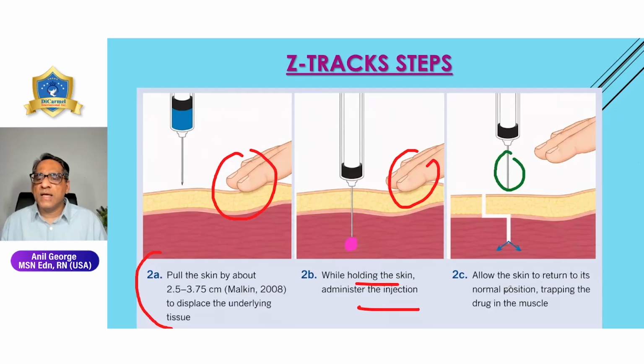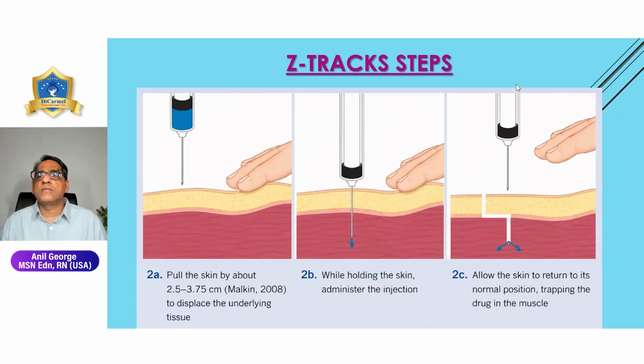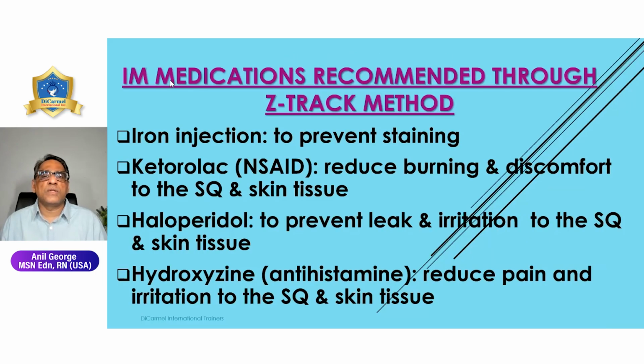We withdraw the needle and then we release the skin, allow the skin to retract. And that's going to trap the medicine inside so that it will not come out. You can see the path is obliterated or broken, so the drug is not going to come out to cause staining outside. So that's how it helps for the Z-Track. And again, this is a repeatedly asked item, reported by many people from the real exam as well. It is applicable for many other drugs as well, other than iron. So these are the recommendations for Z-Track.